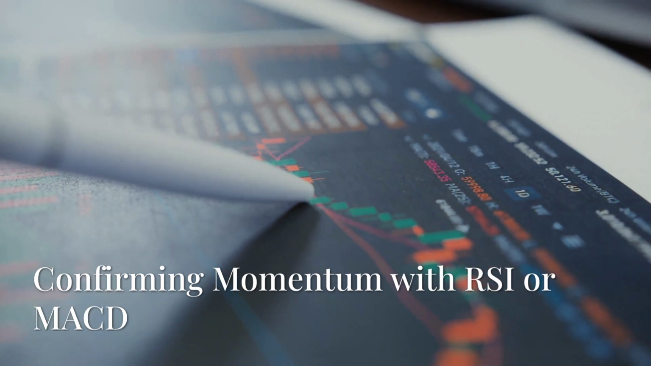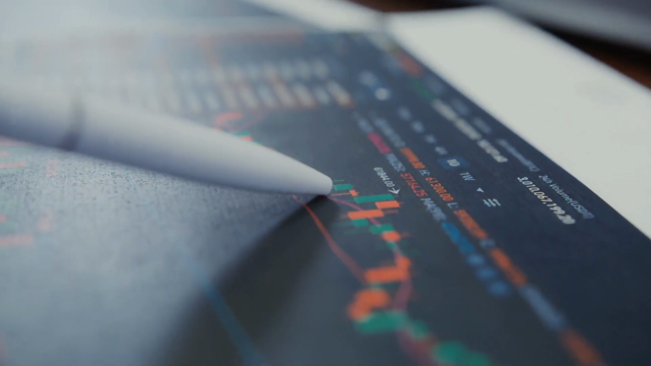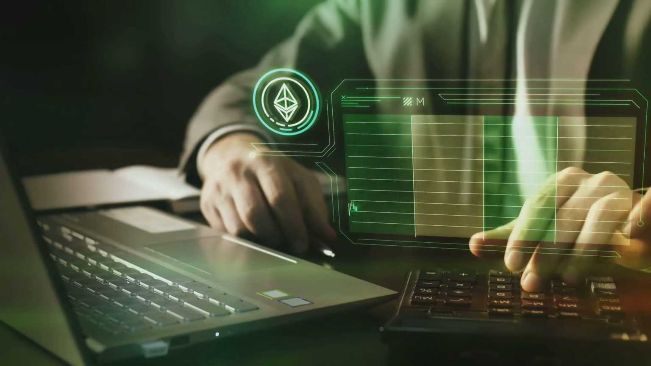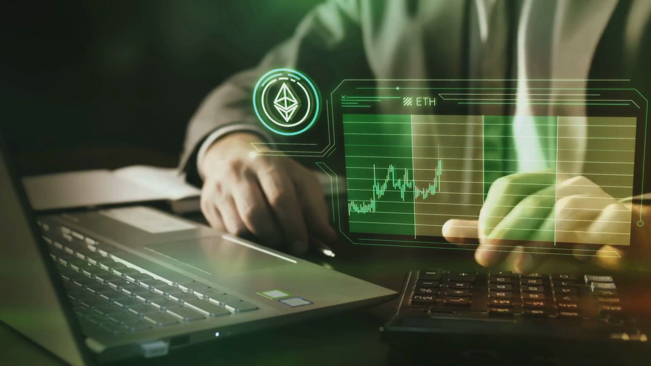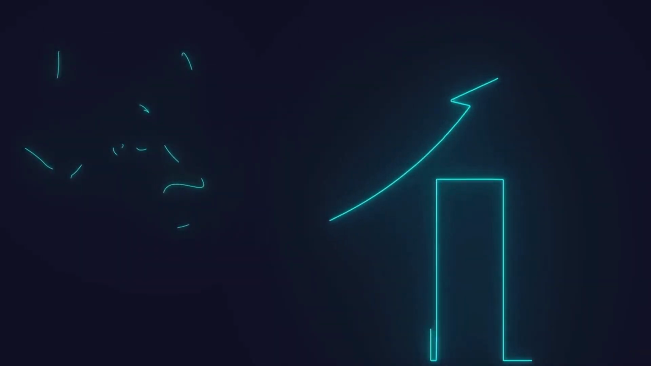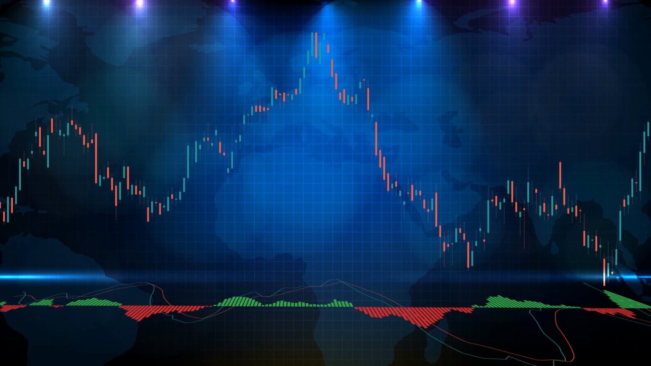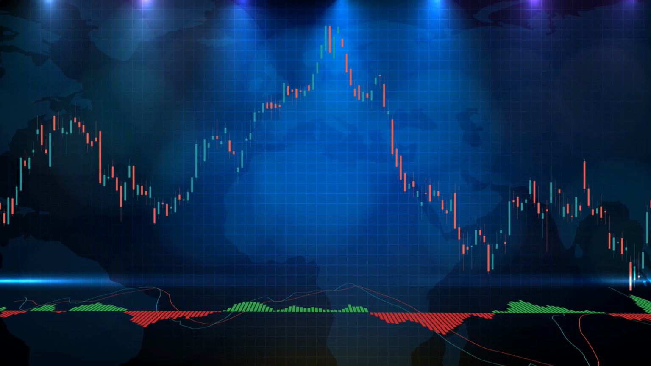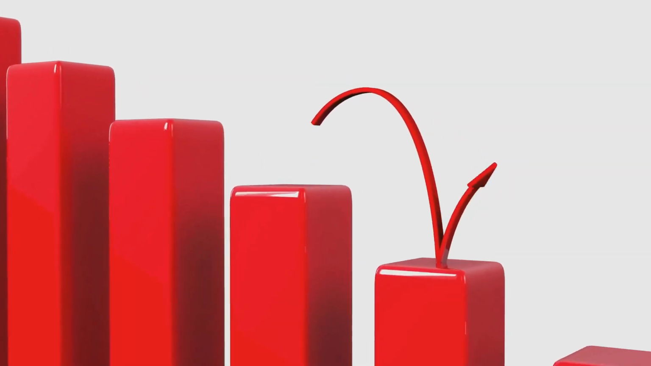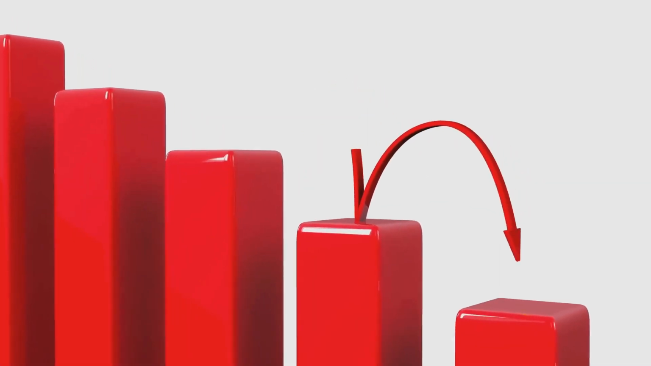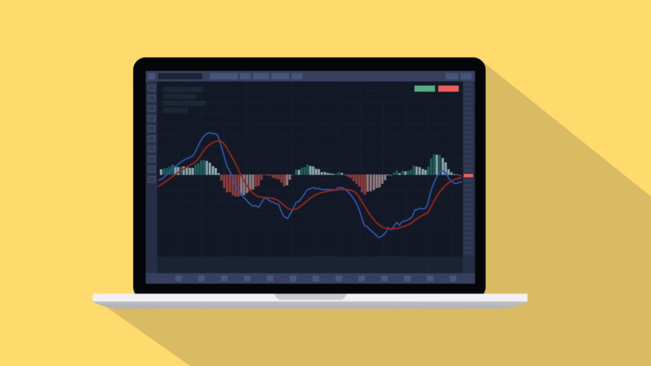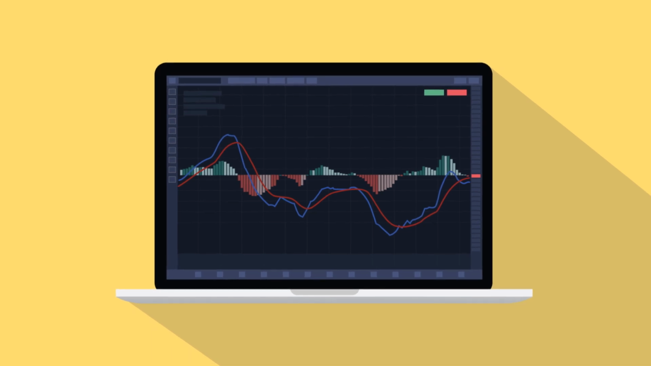Step 2 is to confirm momentum with either the RSI or the MACD. So next, traders confirm the trend's momentum using RSI or MACD. For bullish momentum confirmation, you want to see the RSI above 50 and trending upwards, or the MACD exhibiting a bullish crossover. On the flip side, for bearish momentum confirmation, the RSI should be below 50 and trending downwards, or the MACD should show a bearish crossover.